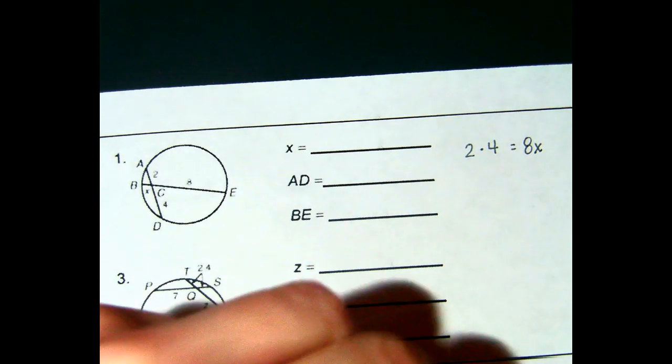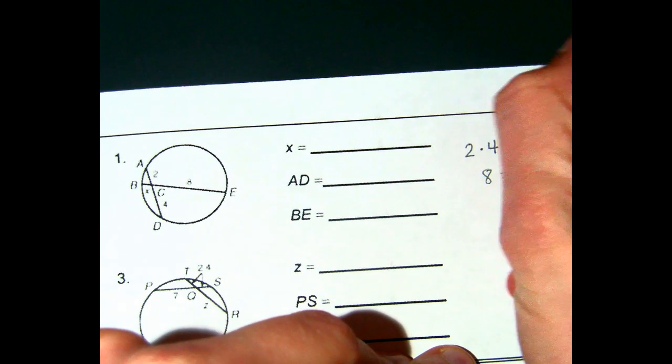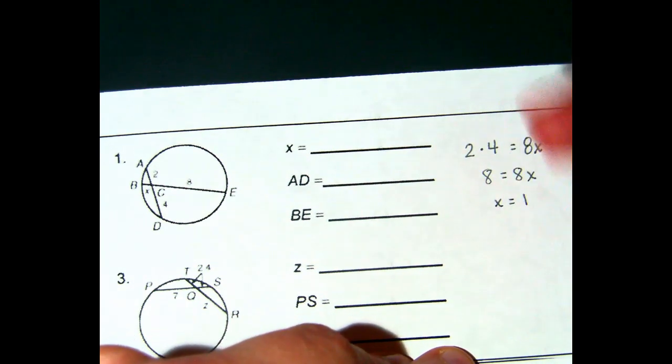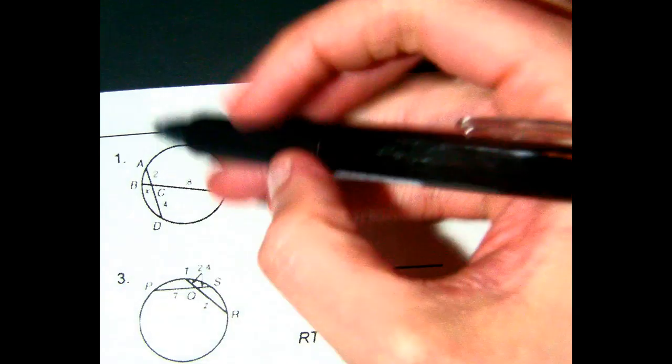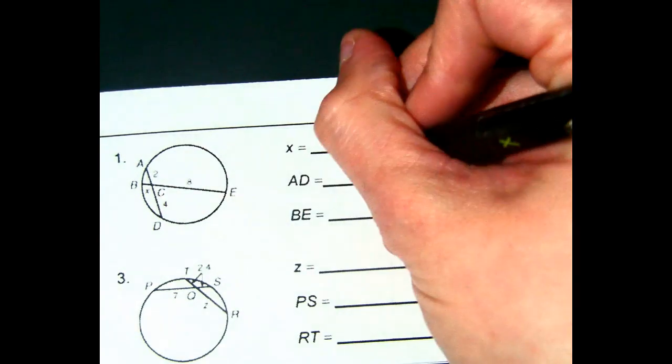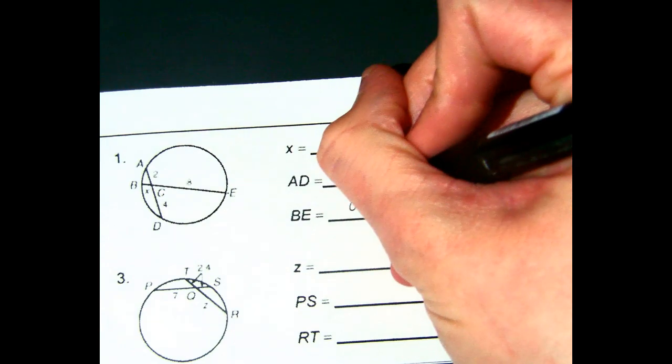What is 2 times 4? 8 equals 8x. So what does x equal? So what is AD? The whole chord, AD. 6. What is BE, the whole chord? 9.